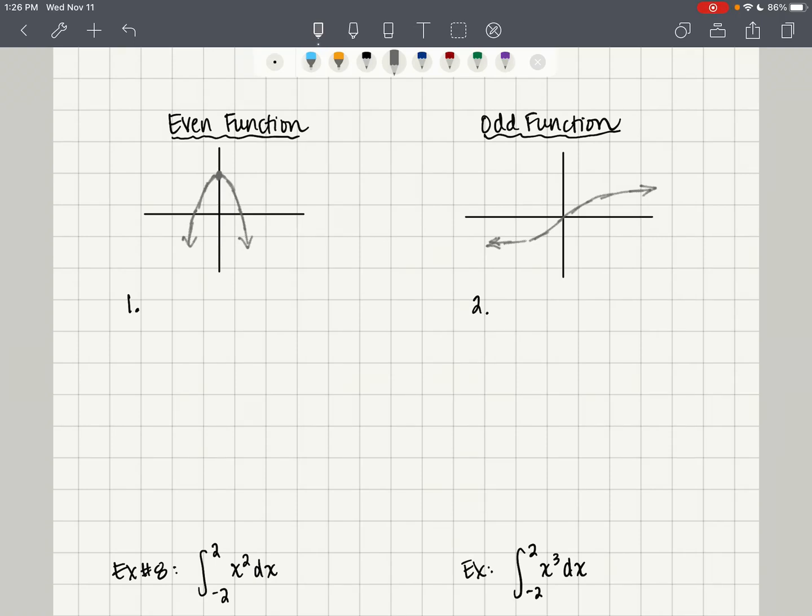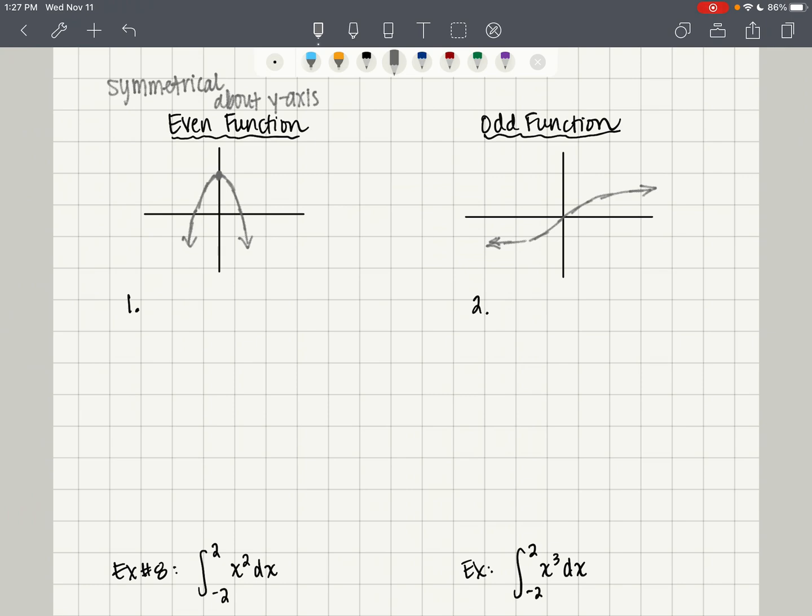The more we understand about even and odd functions, the easier we have at finding definite integrals without having to do a lot of work. So for instance, if we can recognize when a function that's given to us is symmetrical about the y-axis, then we'll recognize that it's an even function. So symmetrical about the y-axis is an even function.